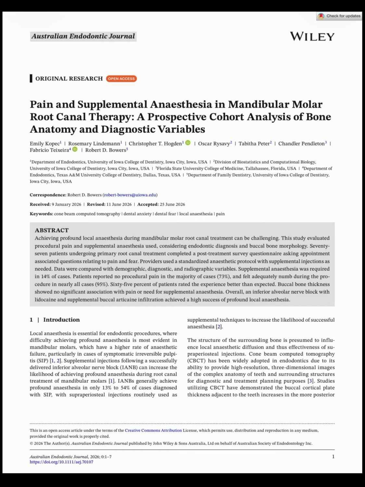So in conclusion, the inferior alveolar nerve block and buccal supraperiosteal articaine protocol is highly effective for mandibular molar root canal pain management, and mandibular buccal bone anatomy, which is buccal cortical plate and combined cortical and cancellous bone dimensions, was not a significant predictor of pain or supplemental anesthesia needs. Future studies should use supraperiosteal injection-only designs to isolate anatomical variables from inferior alveolar nerve block confounding.